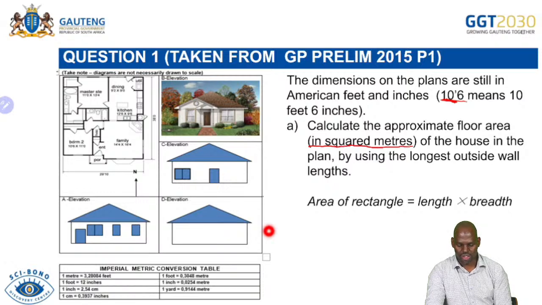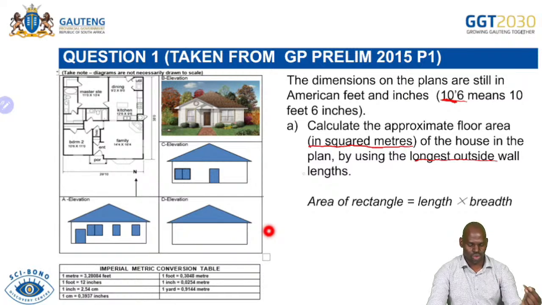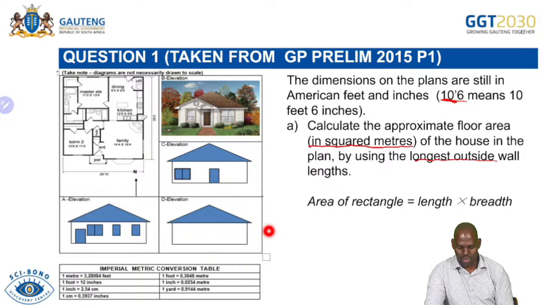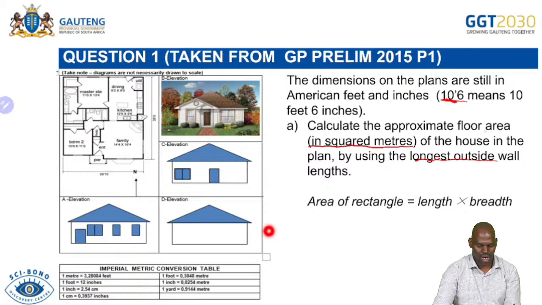By using the longest outside wall length. So what do they mean by the longest outside? Remember, if you measure the length of the wall from inside, you won't get the same value as you measure it from outside. So this one they say we must use the measurement from outside. Okay, area of rectangle is equal to length times breadth. So that means we'll have to use this formula to calculate the floor area of the house. Okay, now we have to check.